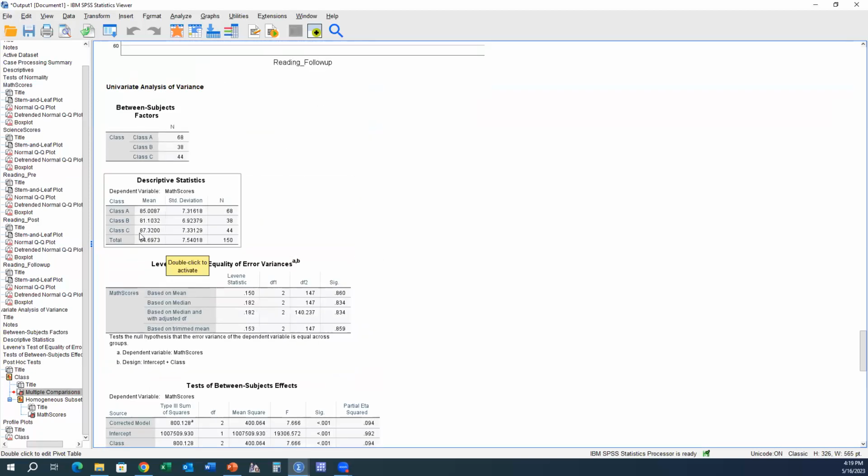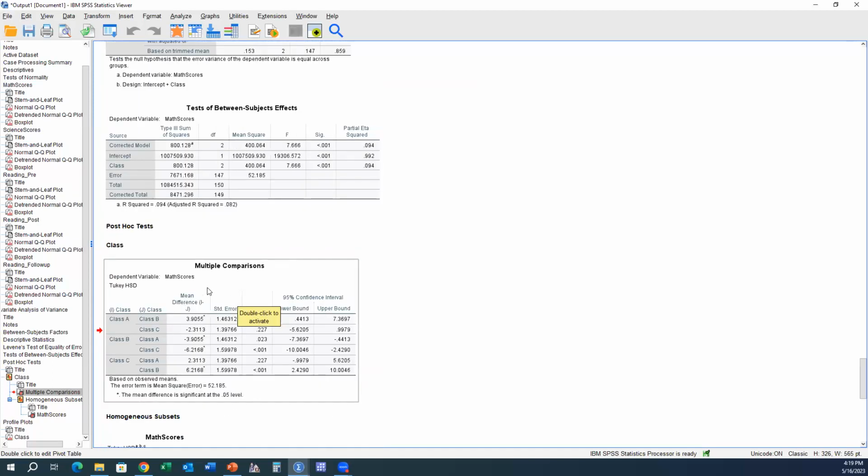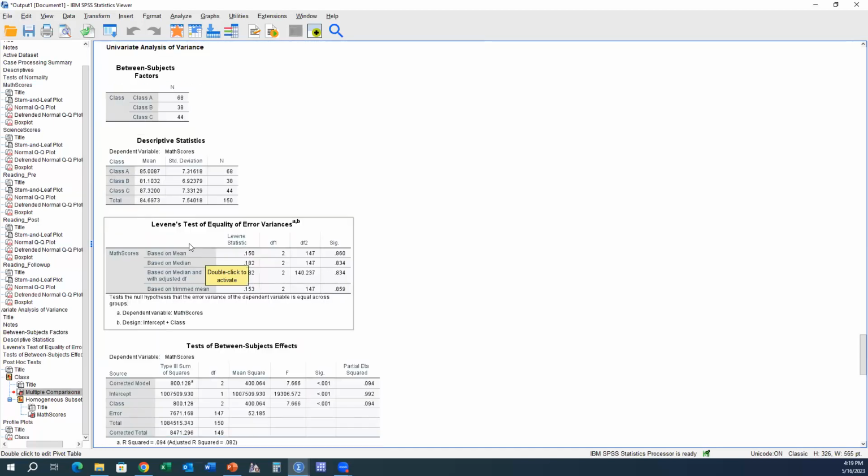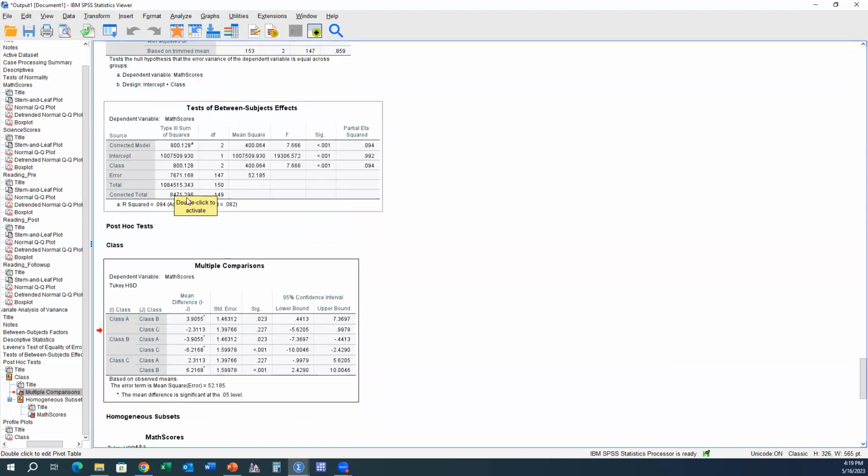Okay, so class B, right here, we're looking at B and C. Okay, so B was 81, class C was 87, meaning that class C scored significantly higher than class B. So that 87.32 is significantly greater than class B at 81.10.